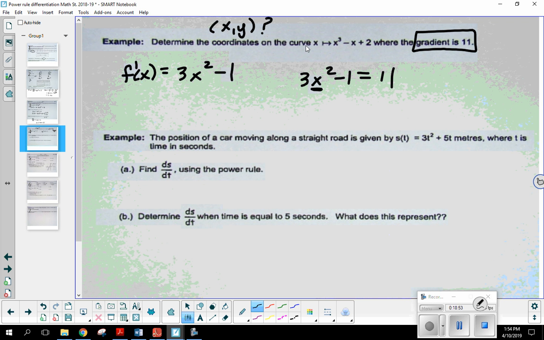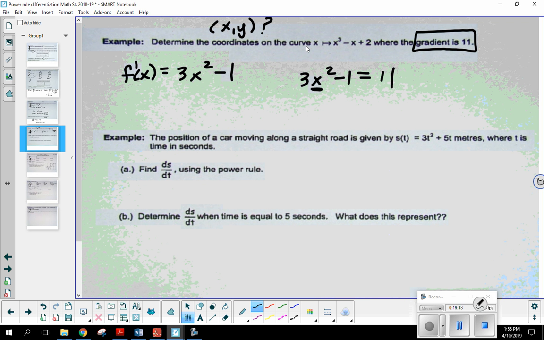So let's say the power rule assignment will be due on Friday. And today is Wednesday. Okay. Is everybody about ready for this one?